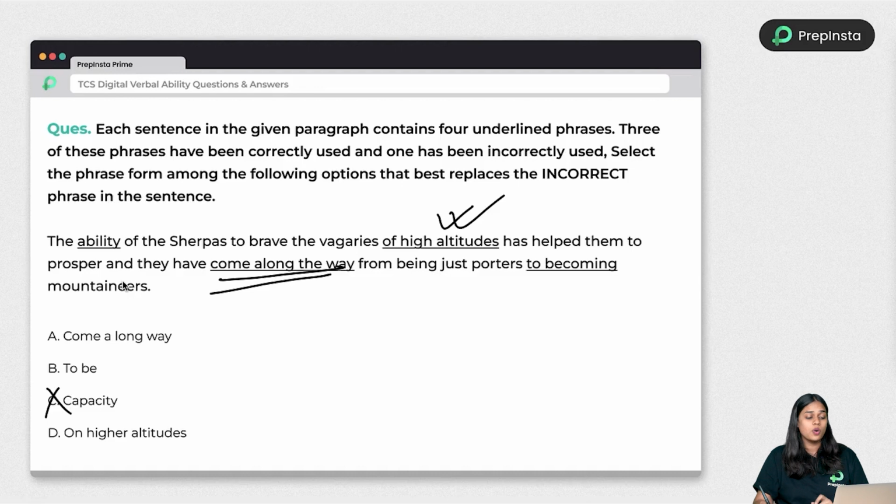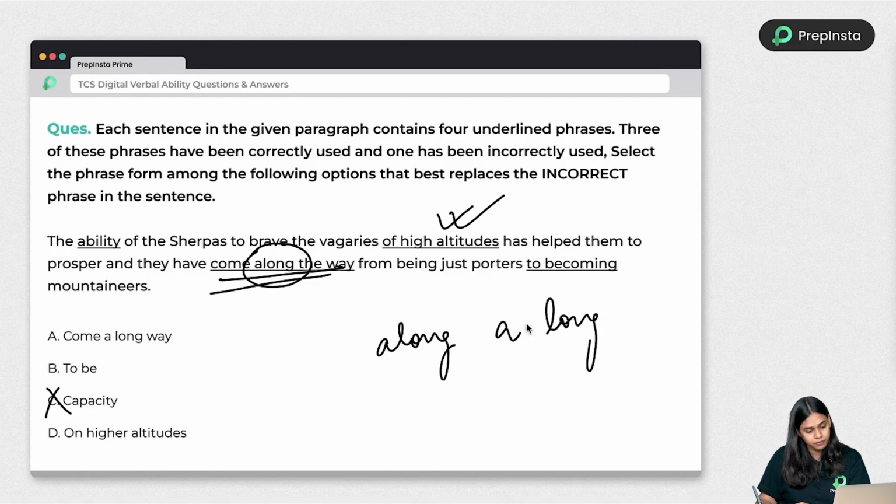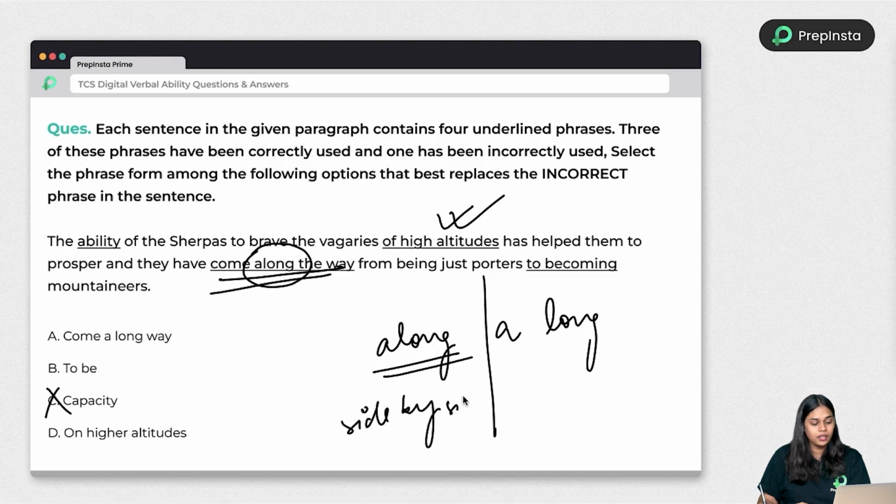Why? Because what we are doing here is we're talking about how long they have come. So we're describing their journey from 0 up till 10 or up till 100. Come along the way. What does the term along mean? There's a difference between along and a long. Along means side by side, right? And a long means a quantifiable comparison, a long way, right? So we want to use the words they have come a long way and not come along the way, right?